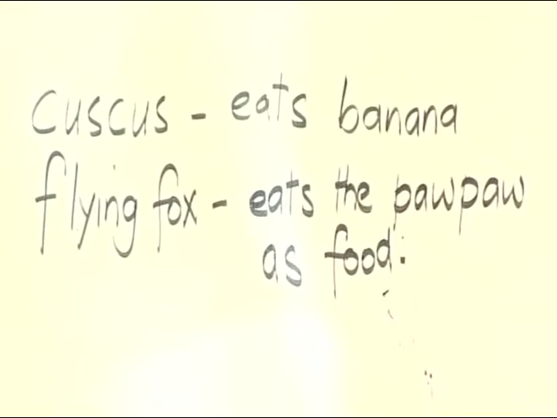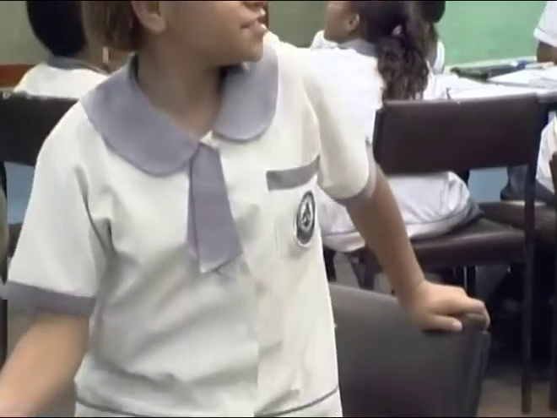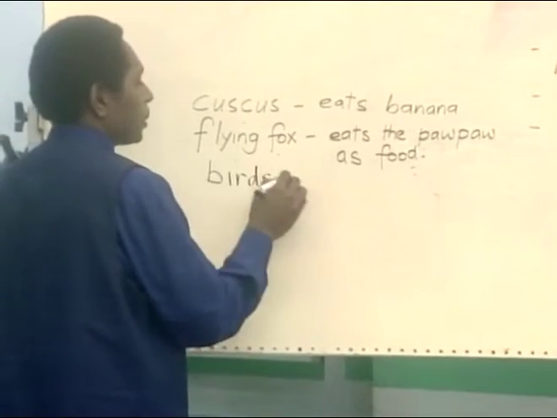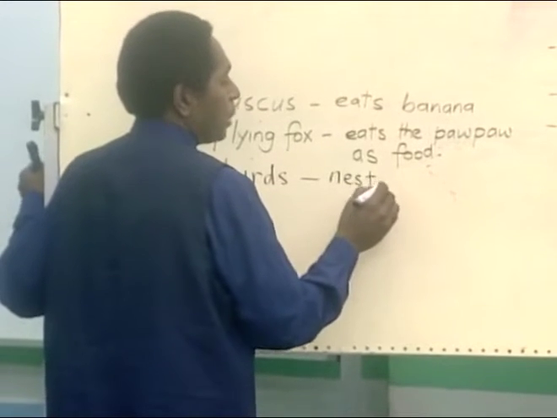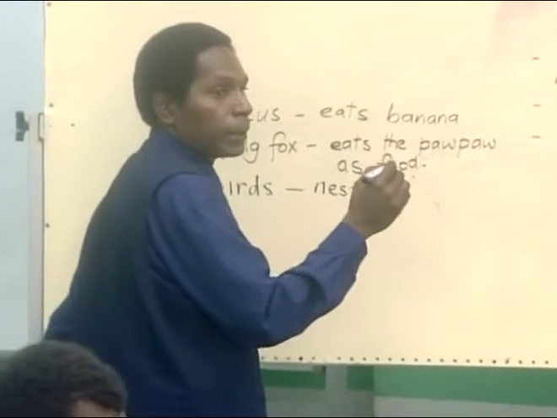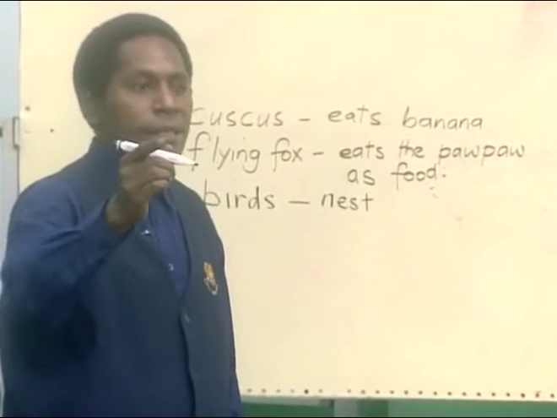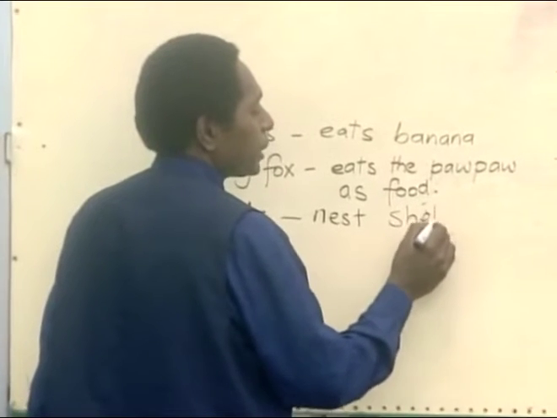Vanessa. Birds make their nest on a coconut tree. Birds build their nest. Nest or what can we say? Receiving students? Class? Okay, good. Shelter. They use it as shelter.